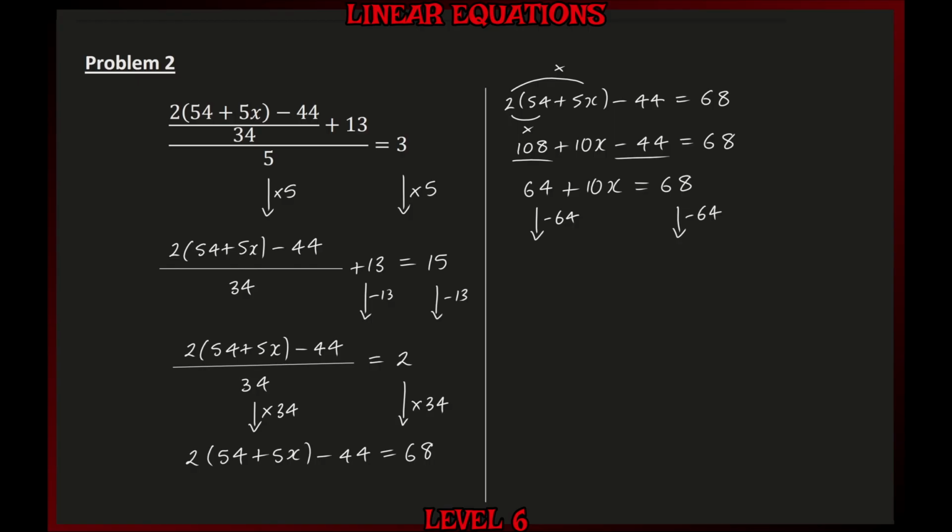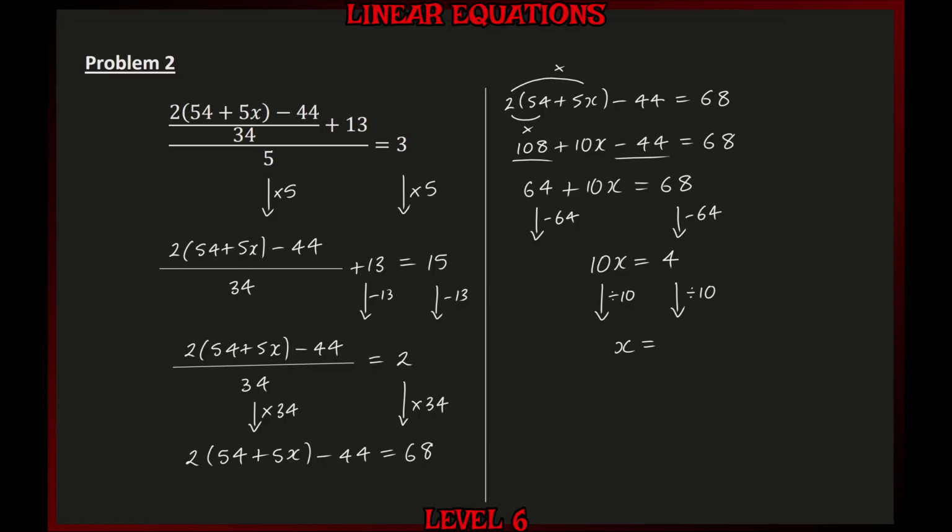And on the left, the plus 64 and the minus 64 cancel out to just leave us with 10x. And on the right, 68 minus 64 is 4. Finally, to remove the times 10 in front of the x, we use its inverse, which is divide by 10, and do the same on the right. And on the left, the times 10 and the divide by 10 cancel out to leave us with x.